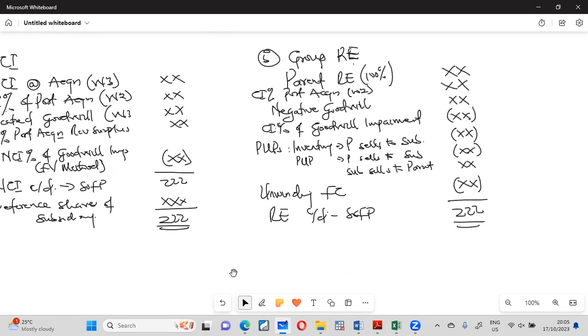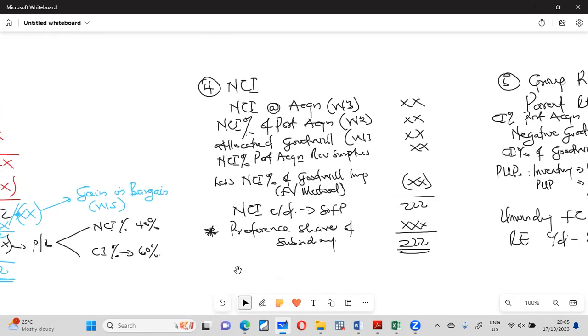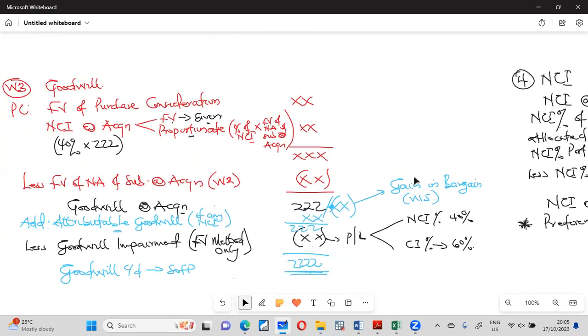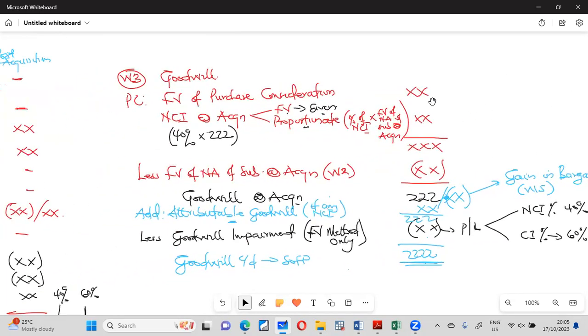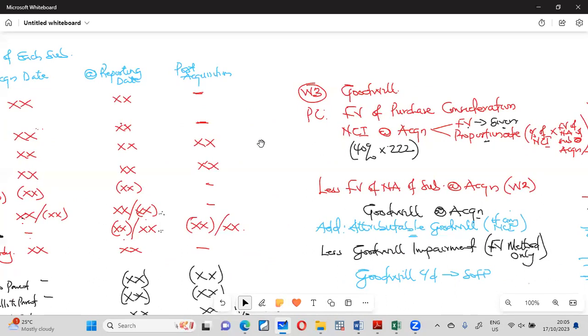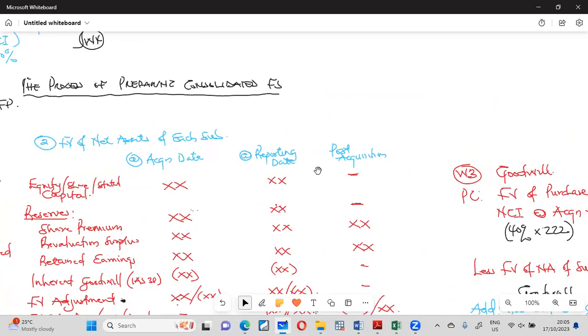Now, these are the 5 main workings you do. So just a quick glance. We are going to use it to solve an illustrative question now. So take a quick glance, all right, just so that you don't forget them.